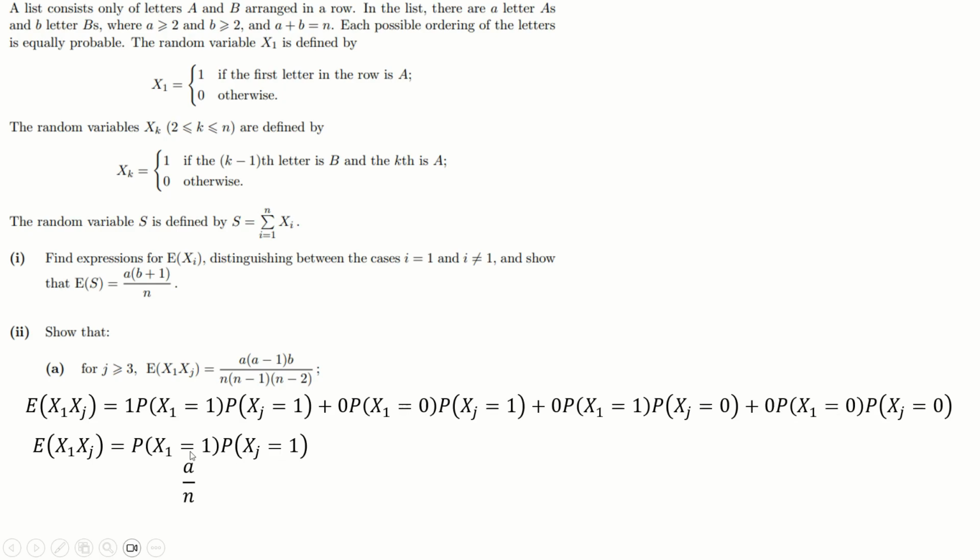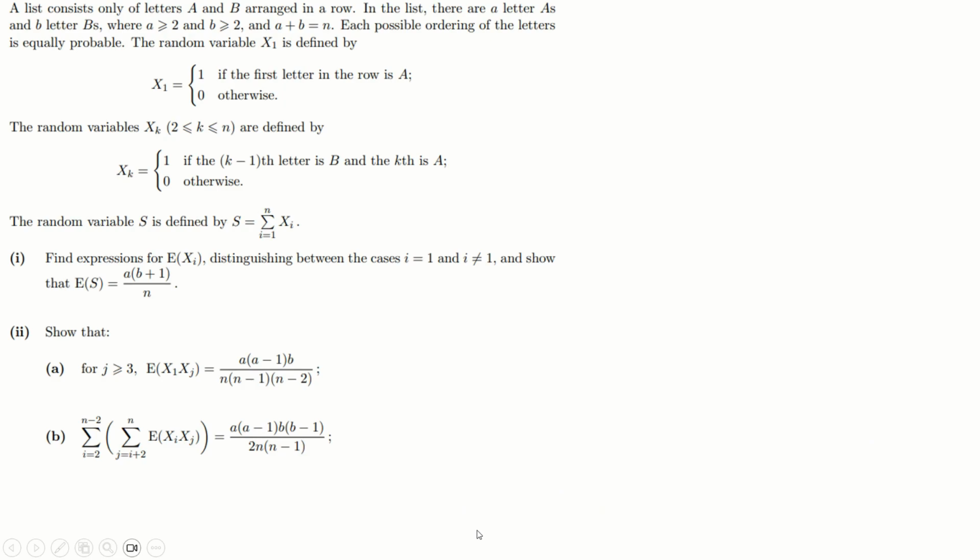Now, I know the probability of the first letter being A. It's A over n. Now, what's the probability of the kth letter being A and the (k-1)th being B? Well, the probability of the (k-1)th being B is B over n minus 1, because there are only n minus 1 things left, since you've already put an A here, and there are still B's left. And then when you want the other A to go in the kth letter, you've only got A minus 1 A's left and n minus 2 things in total. So we're going to times all three of these things together to get this here. And then, of course, times by 1 doesn't make a difference, and adding all the zeros also doesn't make a difference. So we'll end up with this here. So that's that one done as well.